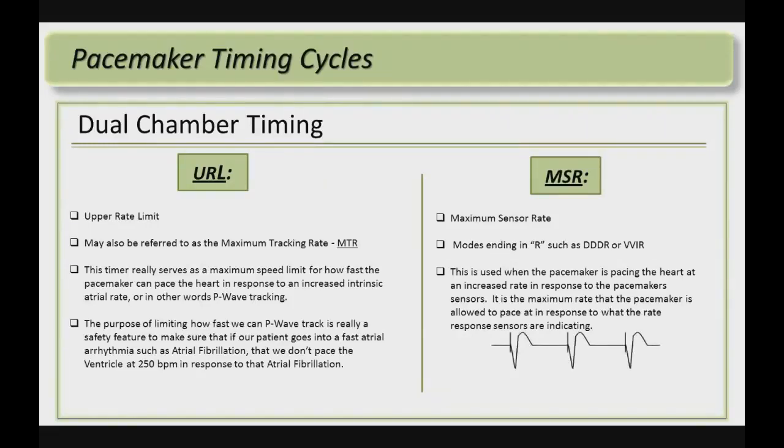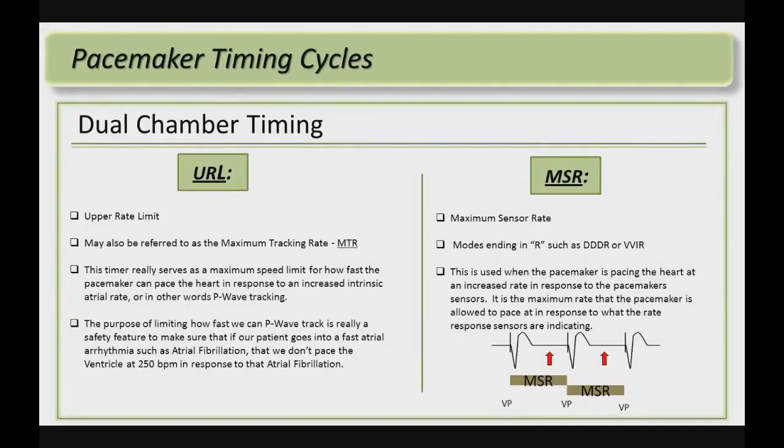Here's an example. First, we see a ventricular pace. Now the rate response sensors could be telling the pacemaker to pace here, but because our maximum sensor rate timer hasn't timed out yet, we're not allowed to pace. Once the max sensor rate timer expires, we pace in the ventricle, and then shortly after that, the sensors could be telling the pacemaker to pace again. But because our max sensor rate timer hasn't expired again, we have to wait.